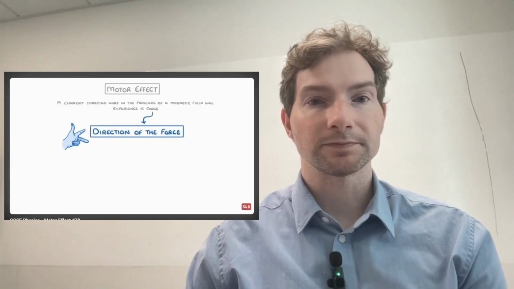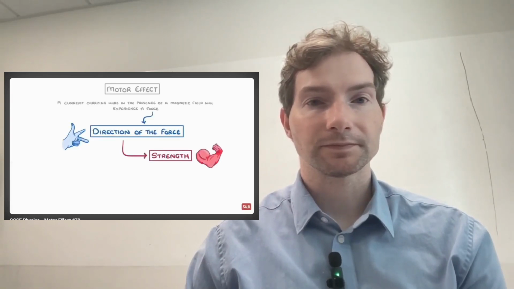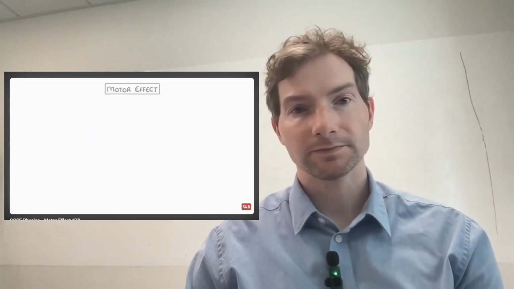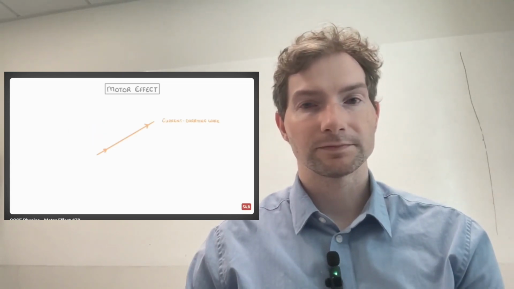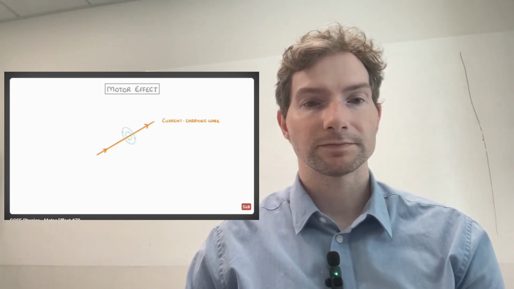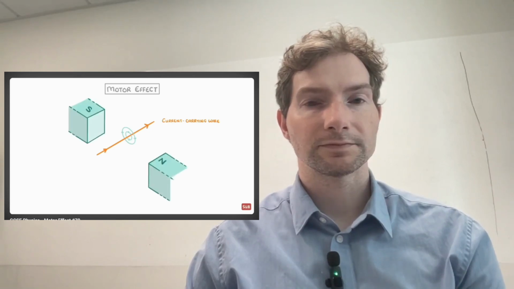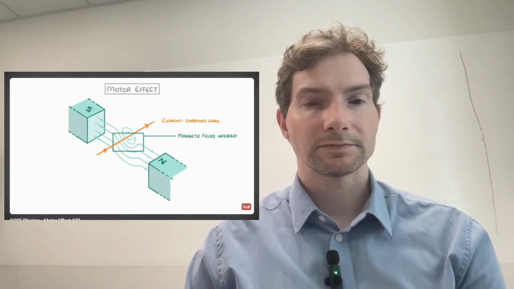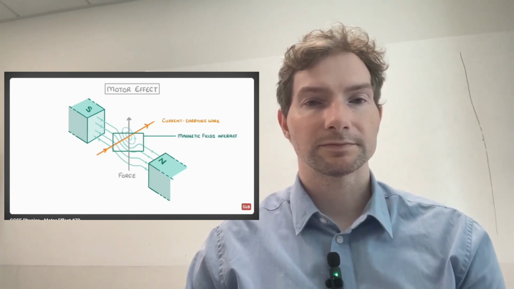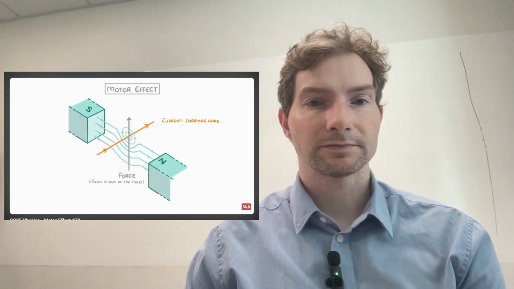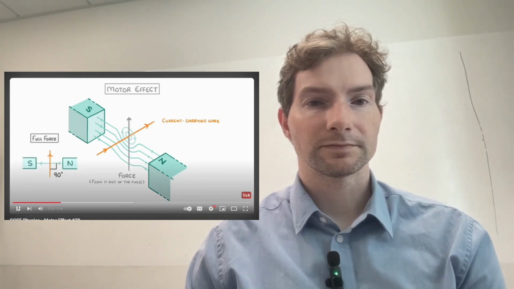Find out the direction of the force and its strength. Now, we saw in the last video on electromagnetism that a current-carrying wire will produce its own magnetic field. This means that if we place the wire between the north and south poles of two magnets, which will also have their own magnetic field, then the two magnetic fields will interact. This interaction results in a force on the wire, which will effectively push it out of the field. However, to experience this force, the wire has to be at exactly 90 degrees to the magnetic field.